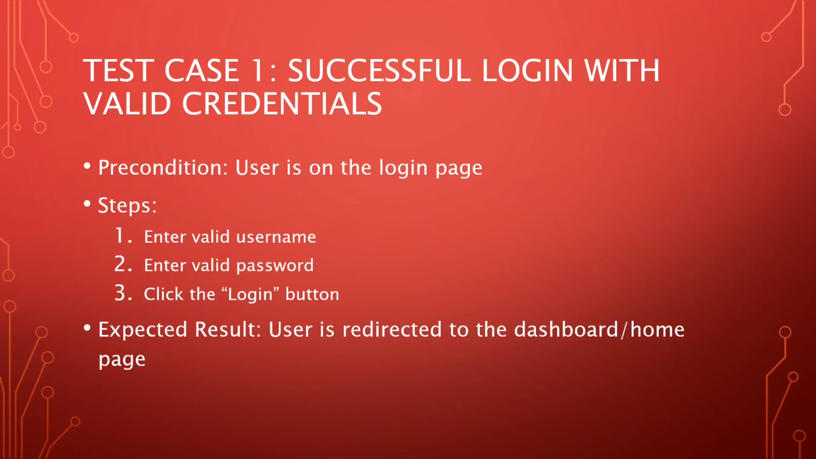It deals with successfully logging into our application using valid credentials. To begin, the user should be on the login page. Our automated test should enter a valid username, then a valid password, and then click the login button. If we are successfully redirected to the home page, then our test passes. Let's take a look at our app for this next demonstration.